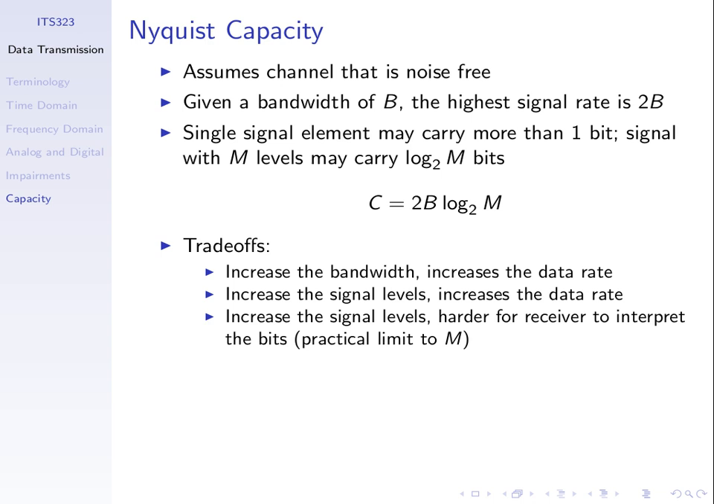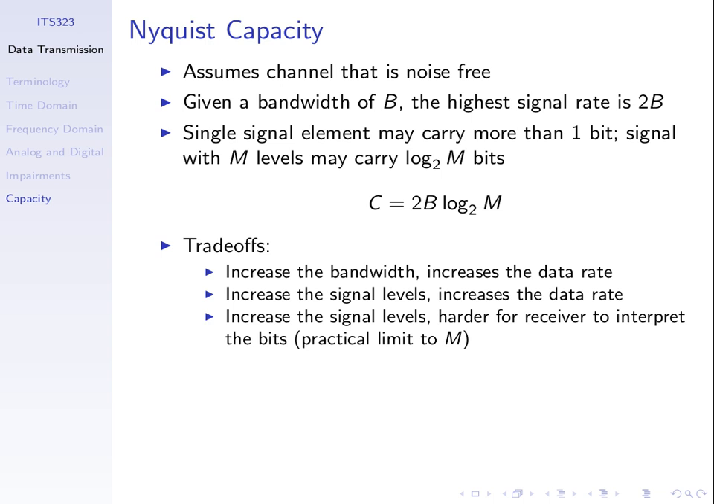Also, to increase the data rate, to make C go higher, increase M. That is, increasing the number of signal levels increases the data rate. And that's what we saw here. From two levels to four levels, we got a higher data rate. We went from 2,000 bits per second up to 4,000 bits per second.